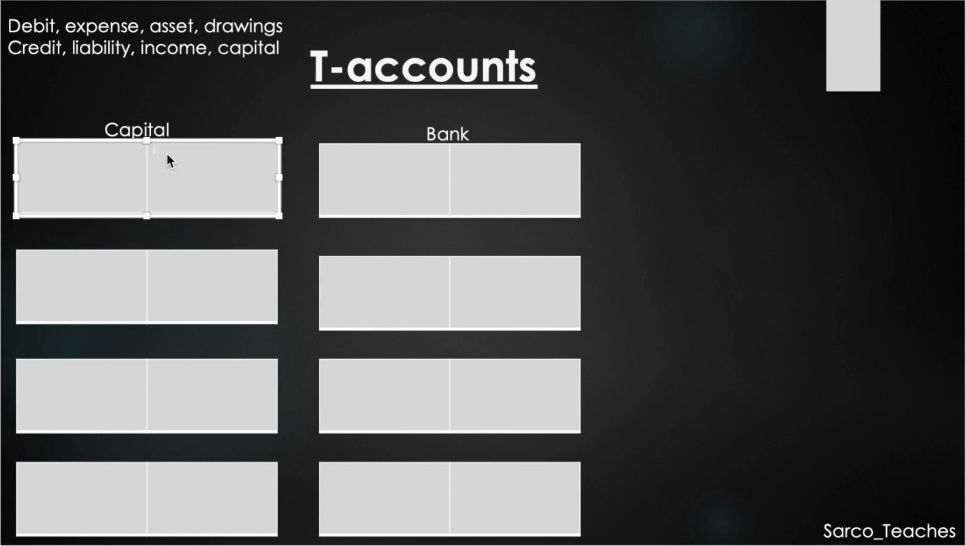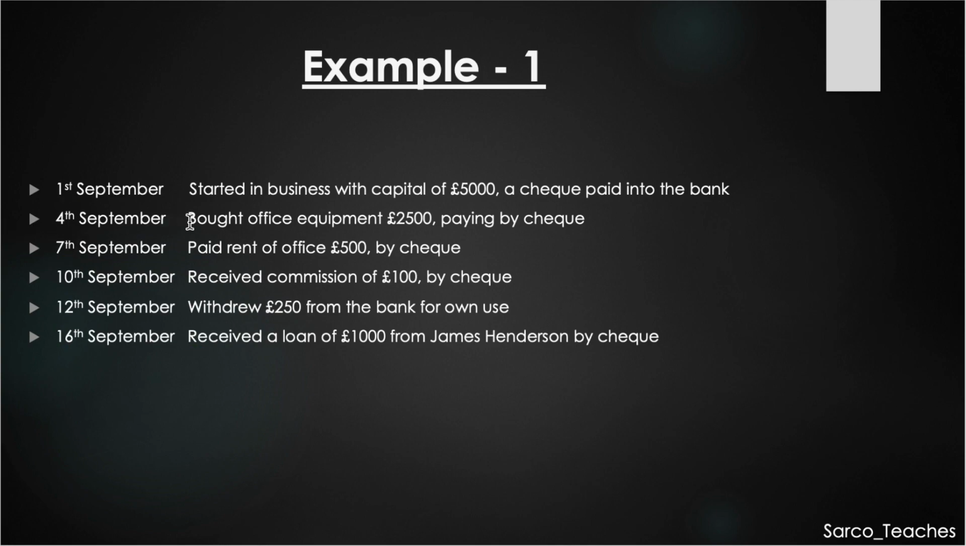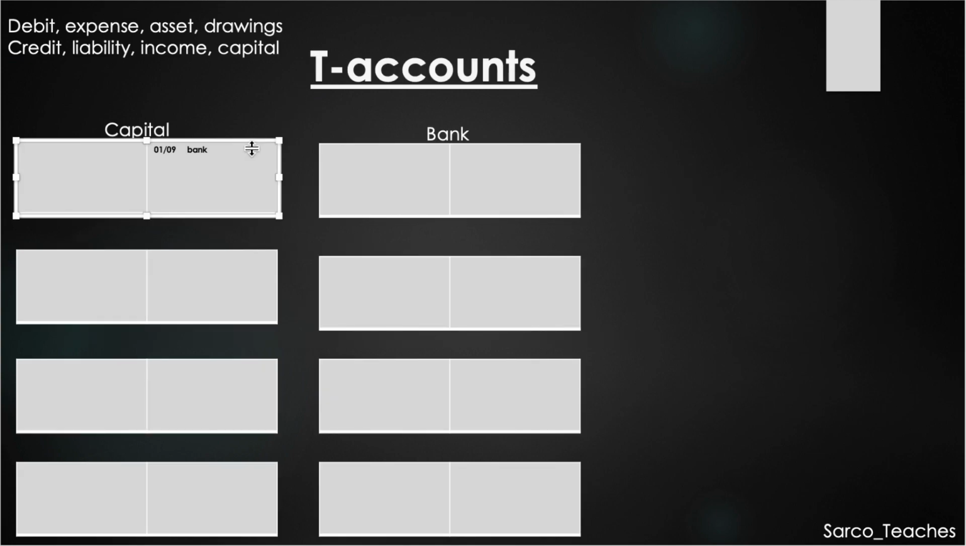Let's start with capital. For capital, DEADCLIC tells us that capital increases on the credit side, meaning the right side. So we put the date on the right side. And then for detail, we would basically write the opposite T account, which is bank. So we write the date, then we write bank as the detail, and then for the amount, we go back, it says £5,000. We put £5,000 in the amount section.